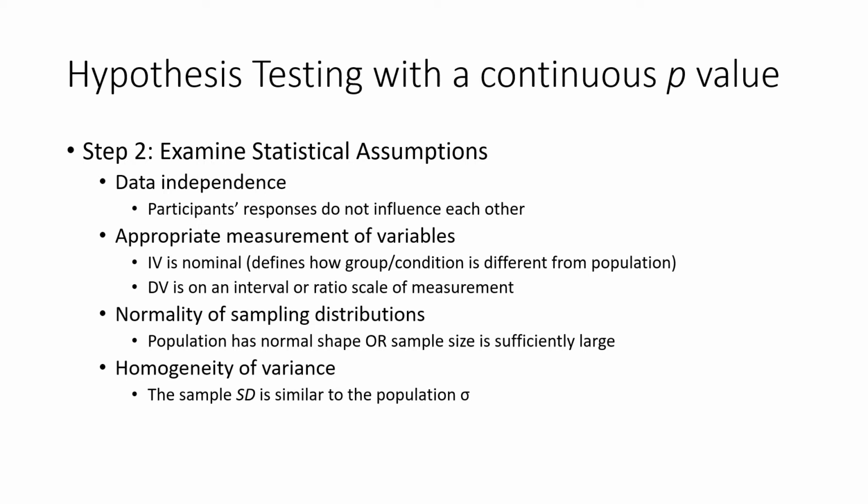The final assumption is the homogeneity of variance assumption. And this is that the sample standard deviation is going to be similar to the population standard deviation. Now this is hard to check because, again, we don't know the population standard deviation. So this is just an assumption, and we really have no way of verifying it.